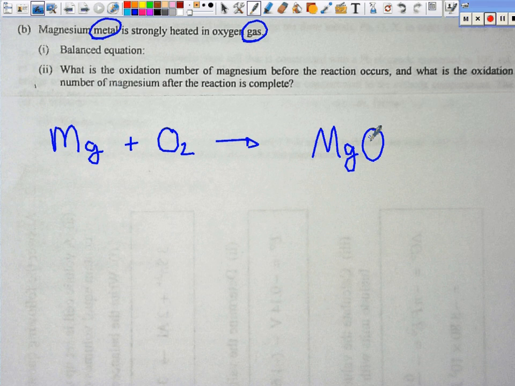So we have MgO. So this is what we'd have. Can you cancel anything out? Now look. I know you've got to balance it. This went from.